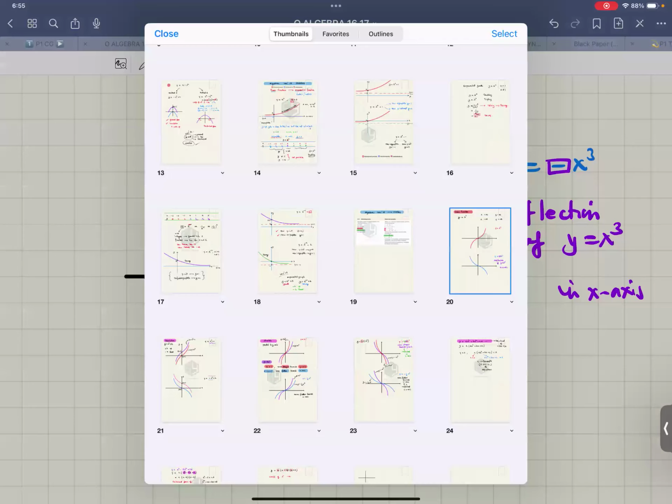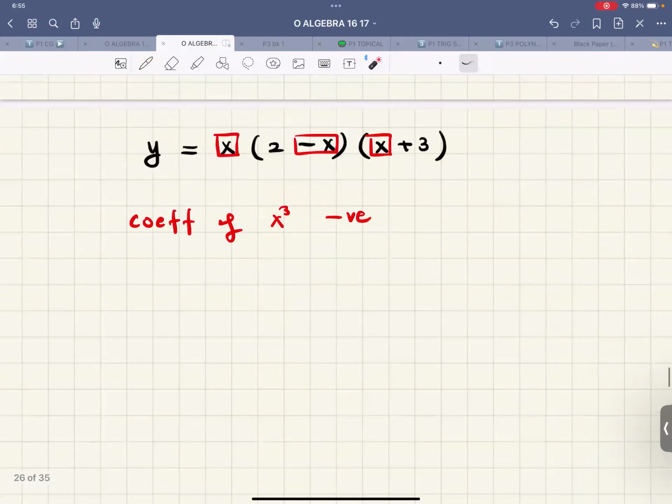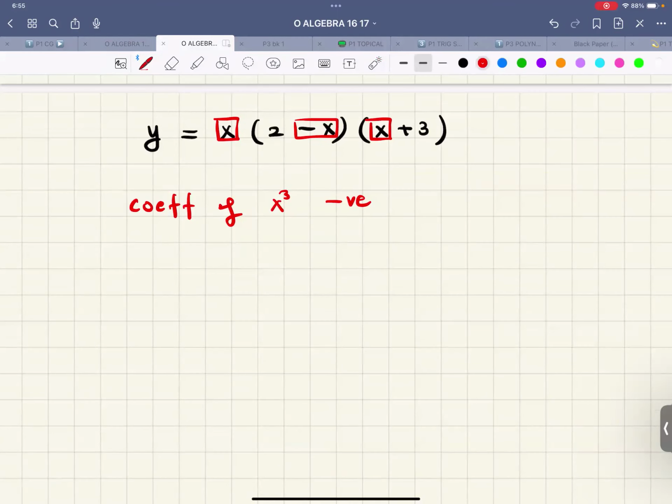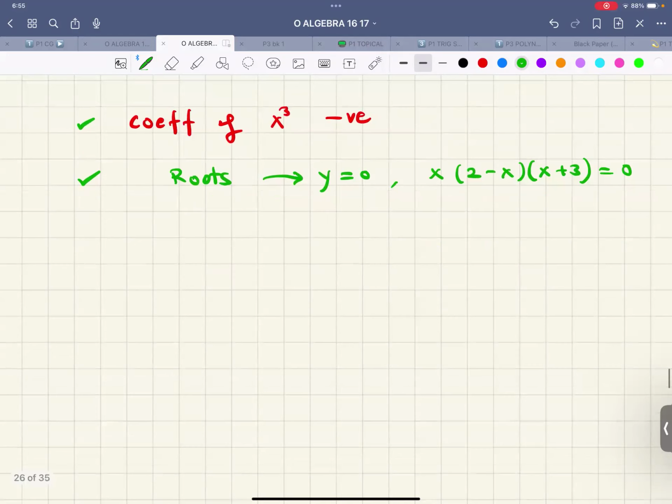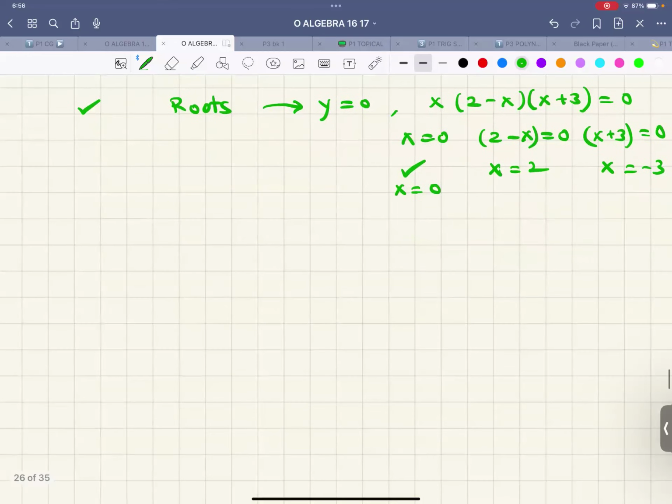So now let me draw this graph, and then of course there are roots of the equation. The second thing is about the roots. X-intercept means y equals 0. It's already factorized: x, 2 minus x, x plus 3 equals 0. Therefore x is 0, 2 minus x equals 0, and x plus 3 equals 0. Therefore x is 0, x is 2, x is negative 3. So these are the 3 roots.